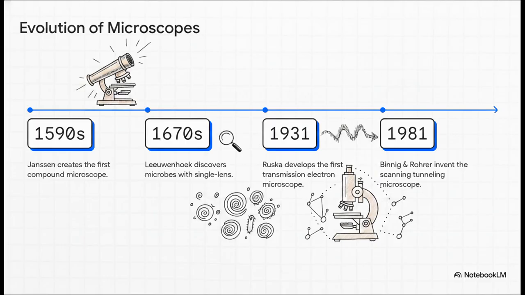We start way back in the 1590s with Zacharias Janssen and his kind of rudimentary brass tubes that gave you maybe 3 to 9 times magnification. From there, we jump to Antony von Leeuwenhoek actually discovering microbes in the 1670s. Then, a massive leap forward to Ernst Ruska's electron breakthrough in 1931. And finally, we arrive at Gerd Binnig and Heinrich Rohrer literally manipulating atoms by 1981.